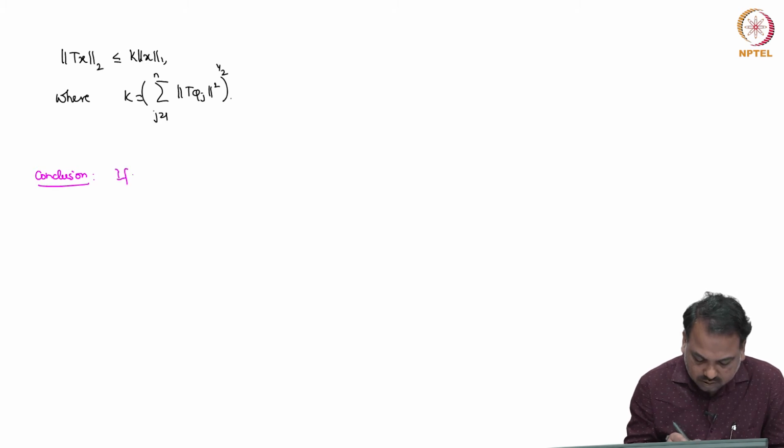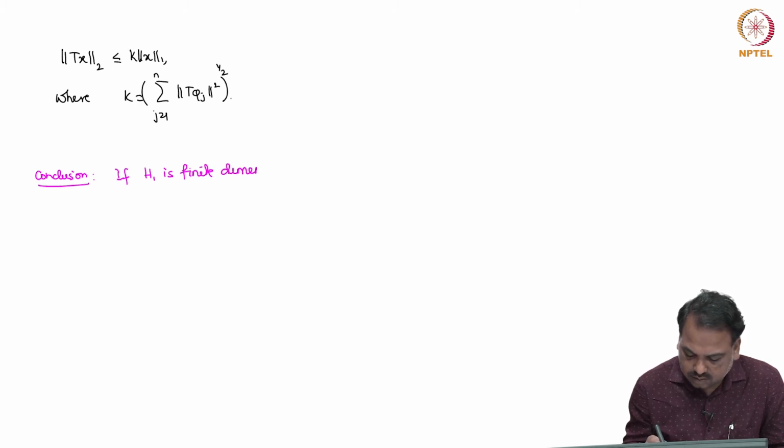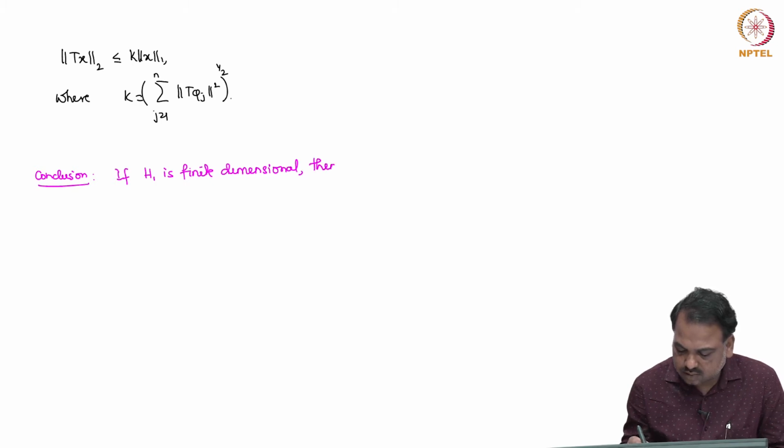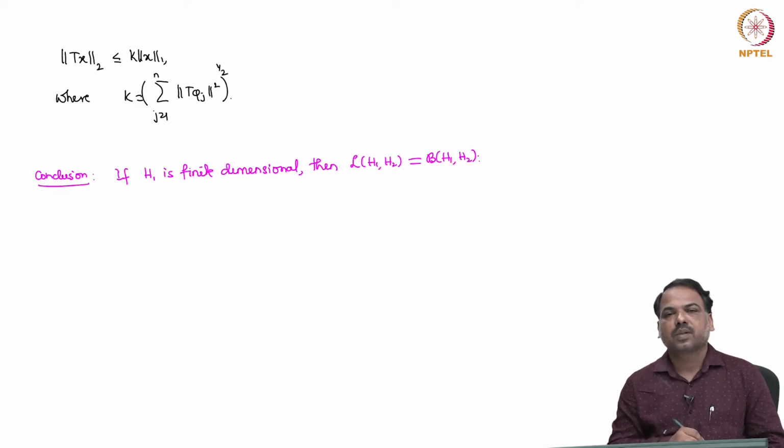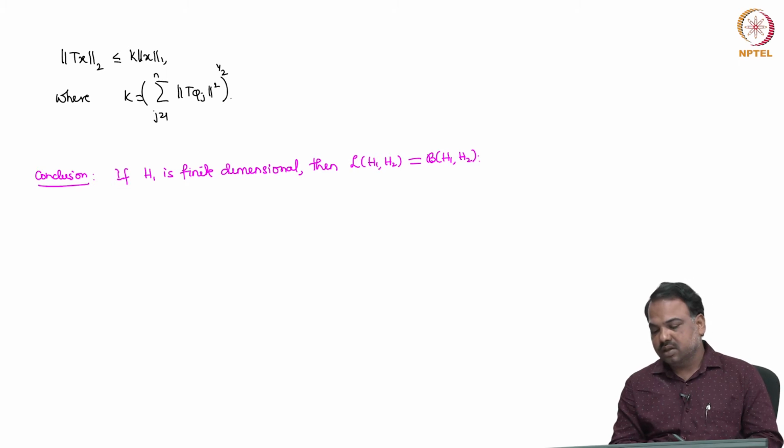That if H1 is finite dimensional, then we can conclude that L of H1, H2 is exactly the space of all bounded linear maps. So we know that L of H1, H2 is a vector space. So from this we can conclude that B of H1, H2 is a vector space.